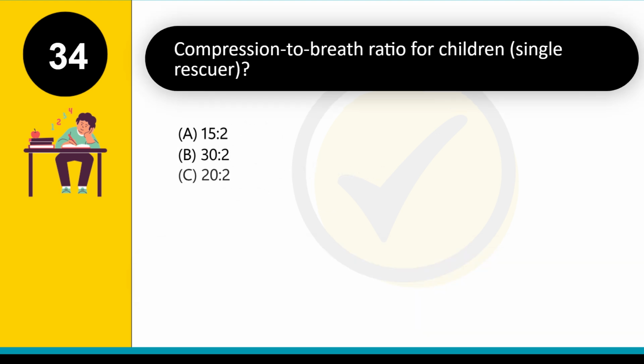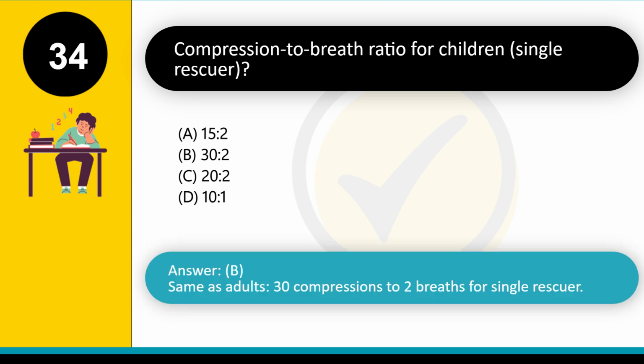Compression to breath ratio for children, single rescuer? A. 15:2. B. 30:2. C. 20:2. D. 10:1. Answer, B. Same as adults, 30 compressions to 2 breaths for single rescuer.